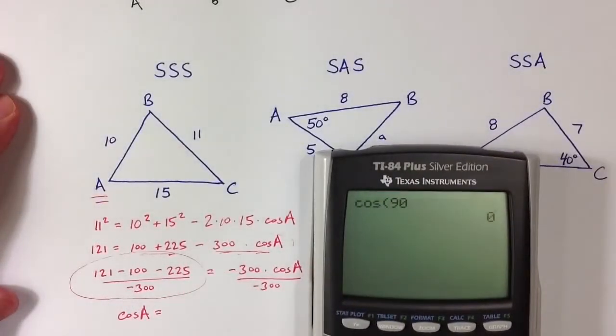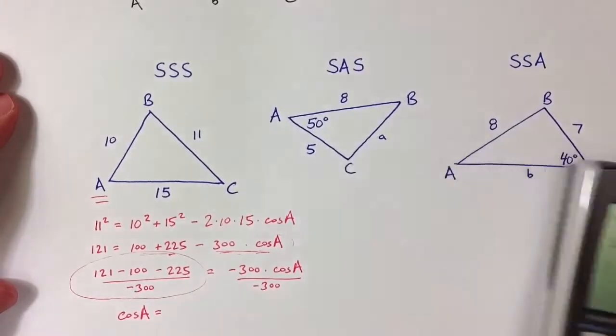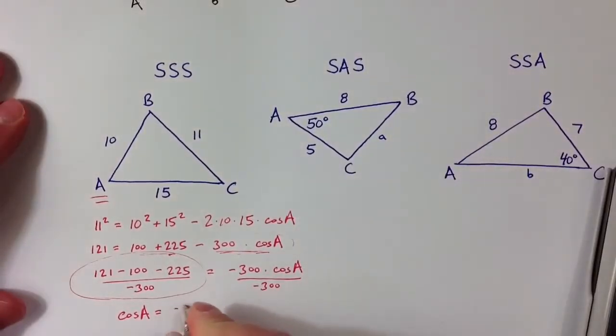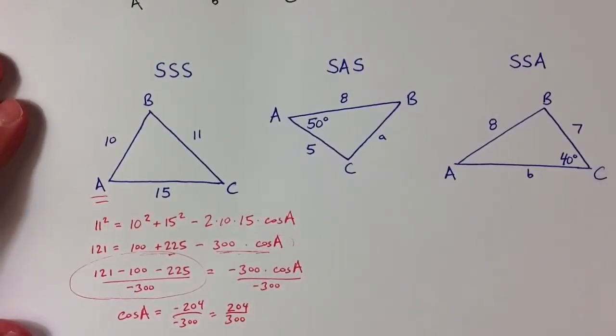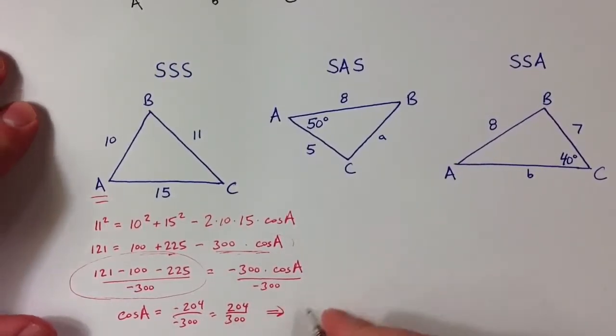Using a calculator to figure out what those numbers are rather than trying to do it in my head, let's see here. I get 121 minus 100, of course that would be 21, and then minus 225 is going to give us negative 204. So I get negative 204 divided by negative 300, which is the same as positive 204 over positive 300. We could simplify that, but let me just take that as it is.